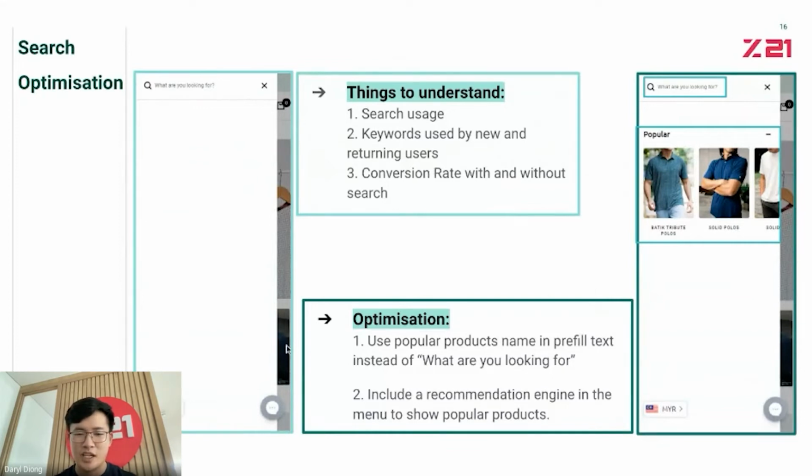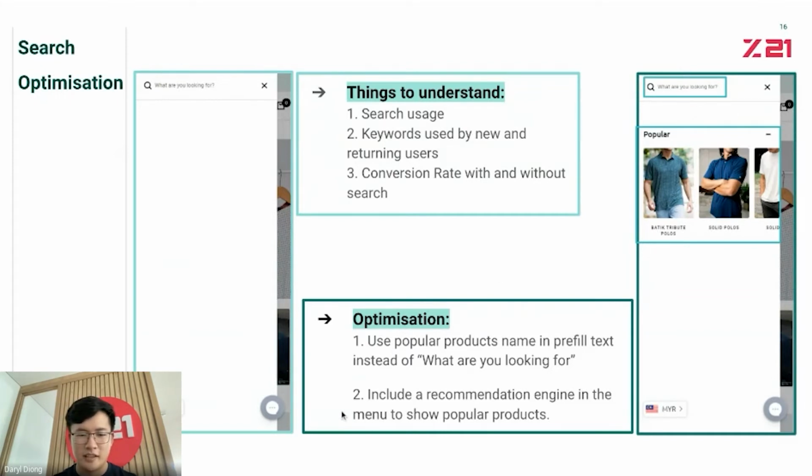Right. A recommendation that we have that you don't need to test, you can just implement immediately, is to pre-fill the text. So instead of asking what are you looking for, maybe you can pre-fill it with batik tribute polo, which I assume is your best-selling product.